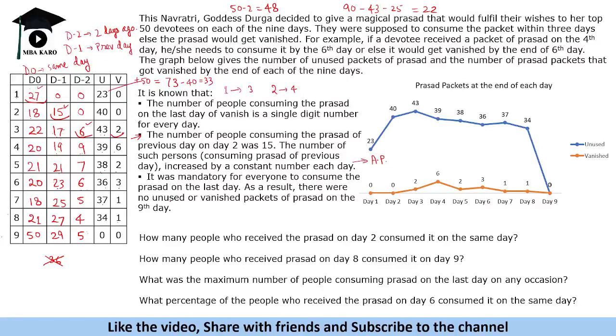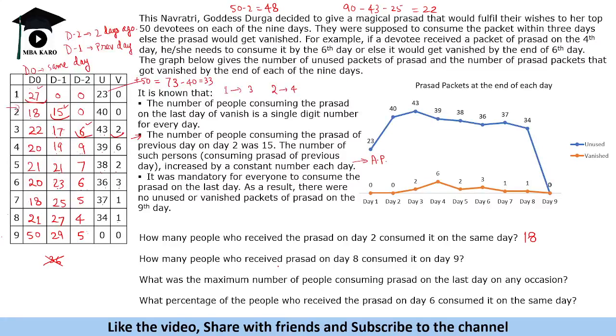Okay, now this is done. Now we can answer the questions. How many people who received the prasad on day 2 consumed on the same day? So this was something we could have answered immediately, क्योंकि ये हमें पता था 27, we figured out 27 और यहाँ 15 दिया हुआ था. So that was the easiest thing to find out. So the answer is 18.